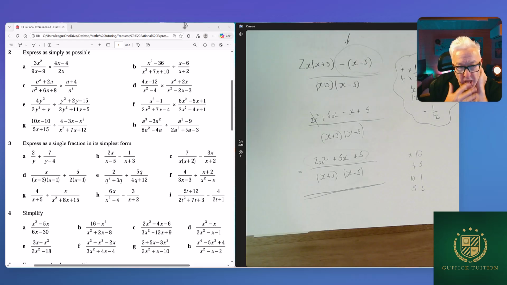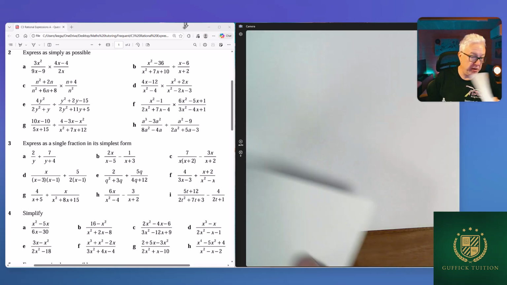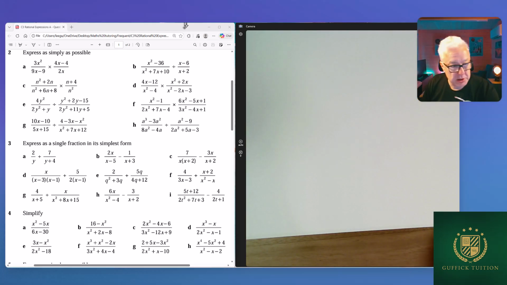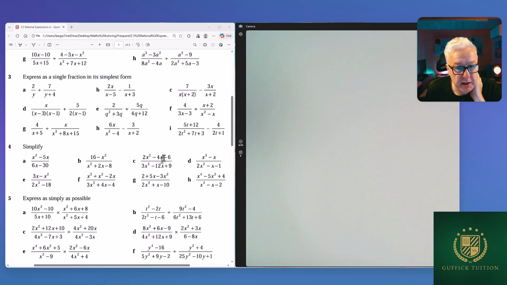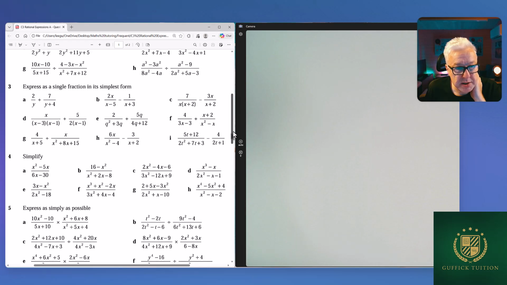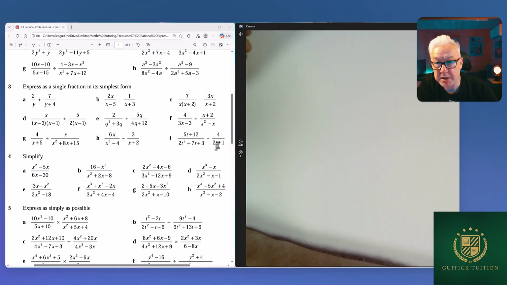Okay, let's do one more of these expressing as a single fraction, and then I think that will be enough for the first video on algebraic fractions. Right, next one. I'd like to do one that's got an intriguing bit in. Let's have a look at one that's combining a single fraction. Let's do question 3i, because it looks the most complicated one.